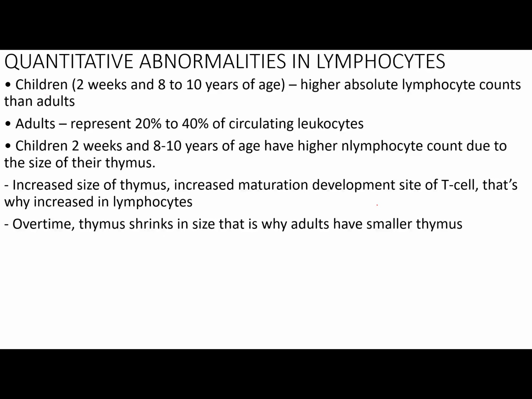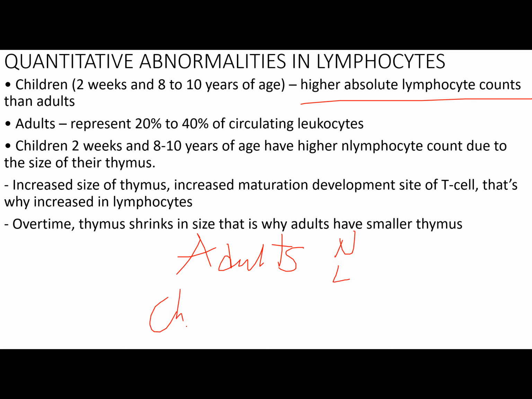Then the last one would be the lymphocytes. So usually take note of this if it's children. Children would tend to have a higher absolute lymphocyte count. For adults, the one that is higher would be neutrophils followed by lymphocytes. But if it's children, the highest number of WBCs would be the lymphocytes followed by neutrophils. In adults, lymphocytes represent 20 to 40% of circulating leukocytes. So 20 to 40% are lymphocytes.